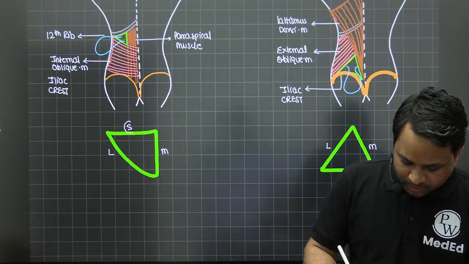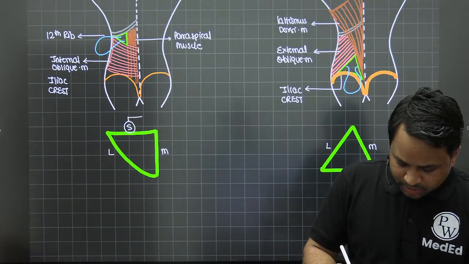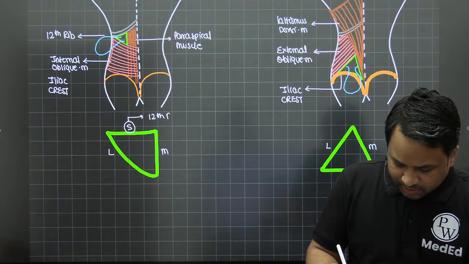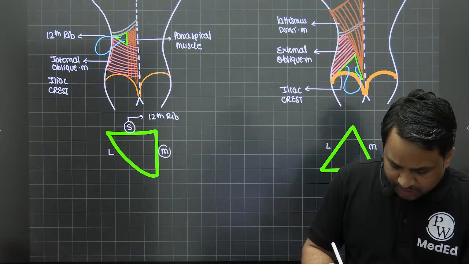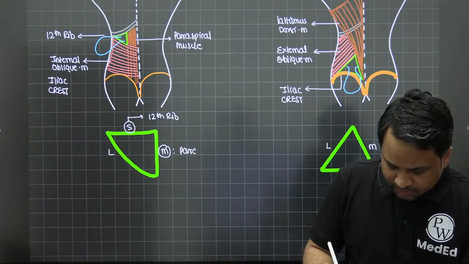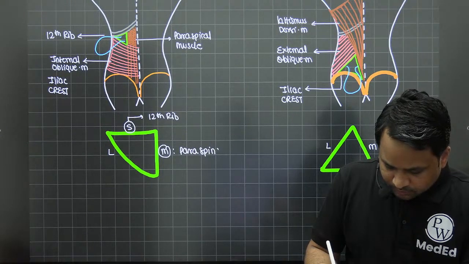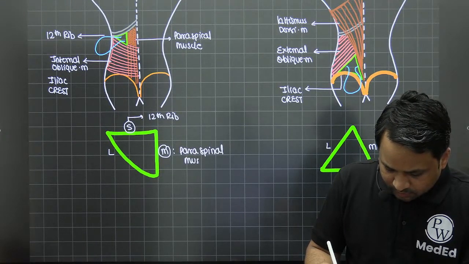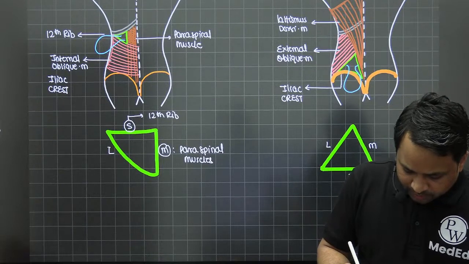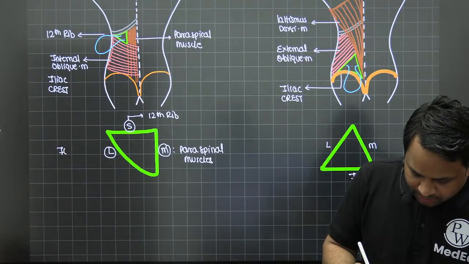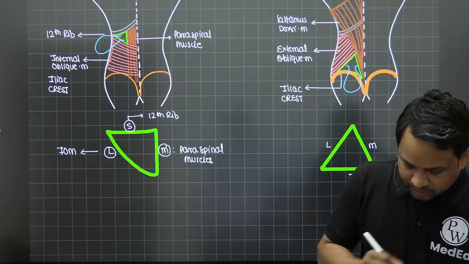So the superior boundary in your superior lumbar triangle is formed by the 12th rib. The medial boundary is formed by the paraspinal muscles. And the lateral boundary is formed by the internal oblique muscles.